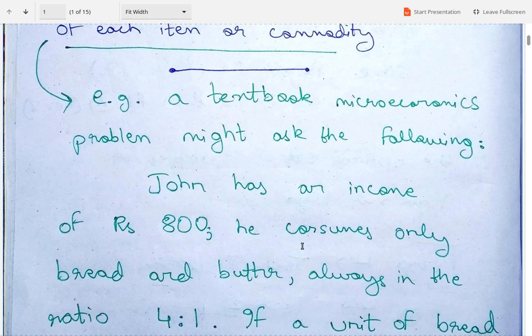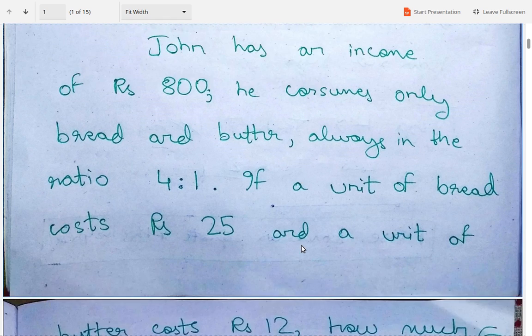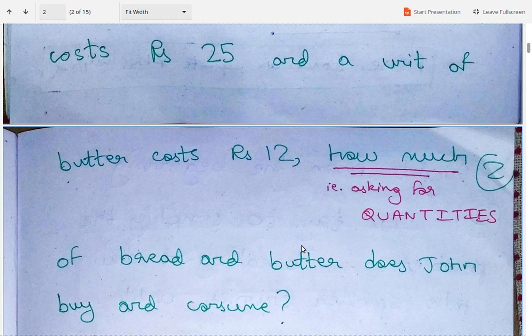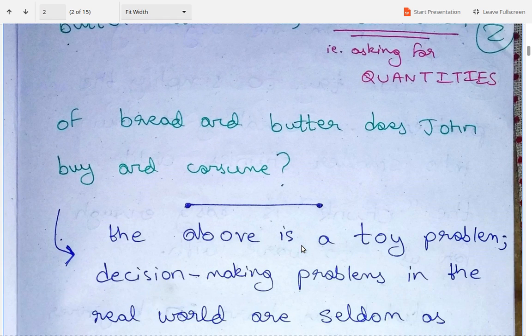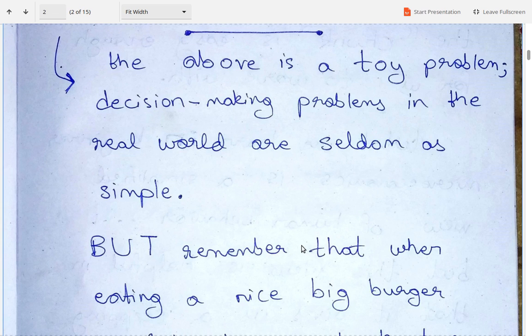John has an income of rupees 800. He consumes only bread and butter, always in the ratio 4:1. If a unit of bread costs rupees 25 and a unit of butter costs rupees 12, how much of bread and butter does John buy and consume? The above is a toy problem. Decision making problems in the real world are seldom as simple.